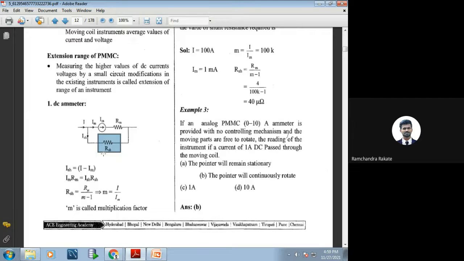Yes, the algebraic sum of the currents flowing through a node or junction is always zero. Which law is it? Kirchhoff's current law. So we started with the equation I is equal to ISH plus IM. Correct? Don't you think so?